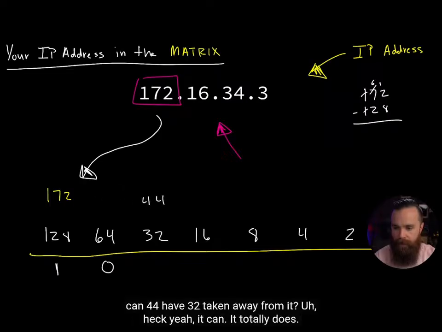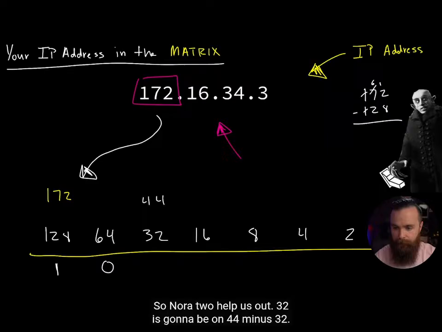Hey, can 44 have 32 taken away from it? Heck yeah, it can. It totally does. So Nosferatu, help us out. 32 is gonna be on. 44 minus 32, we got 12 left.